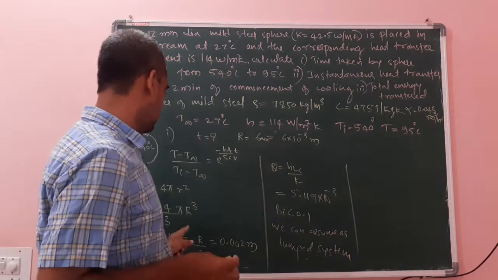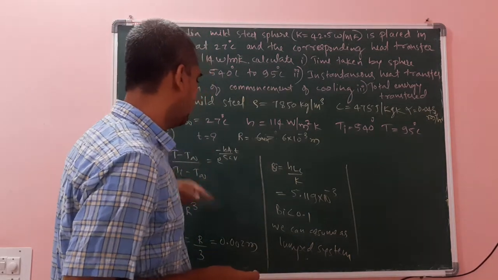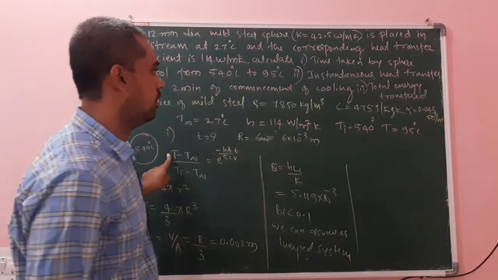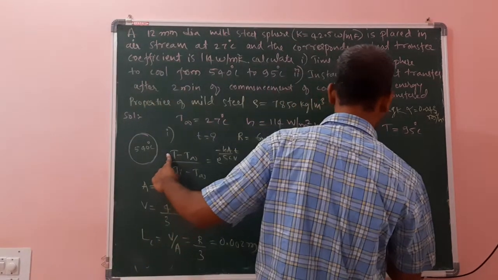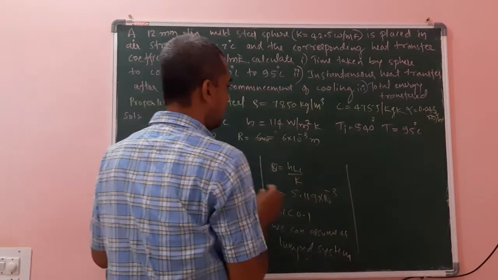Okay, we have to calculate t. Therefore I will substitute all the values in this formula. T, we know, is equal to, it is given in the problem, 5.